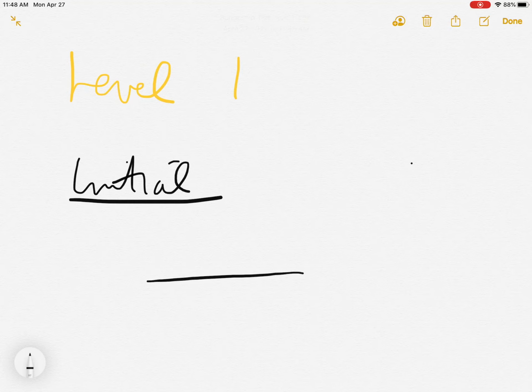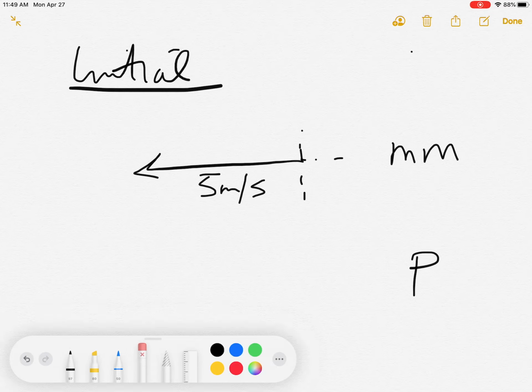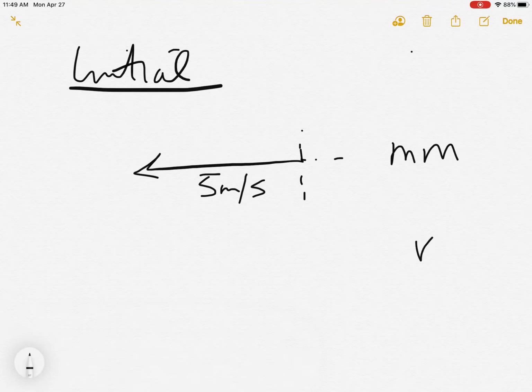Initial situation. You have a mailman moving 5 meters per second west. So here's the vector that shows the mailman's velocity, right? And that would be due west. And then he collides with another man moving 10 meters per second east. So the other man is moving east. This is the mailman, which we're going to use an M for. And the other man, let's just put P for the other person, just so we don't get confused.